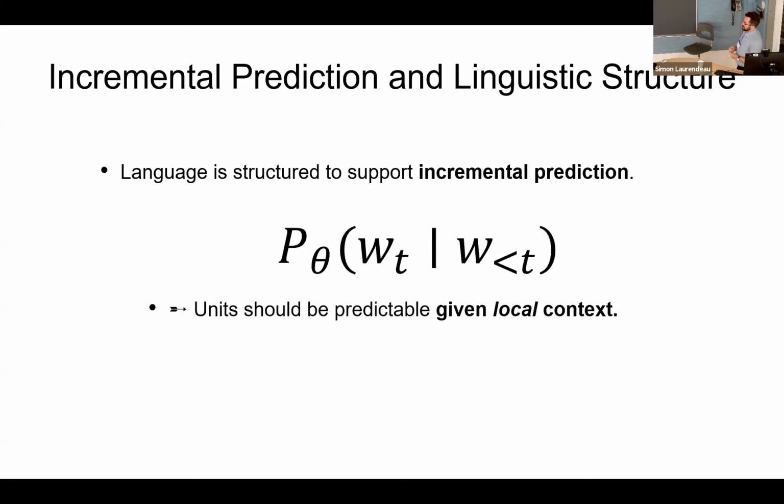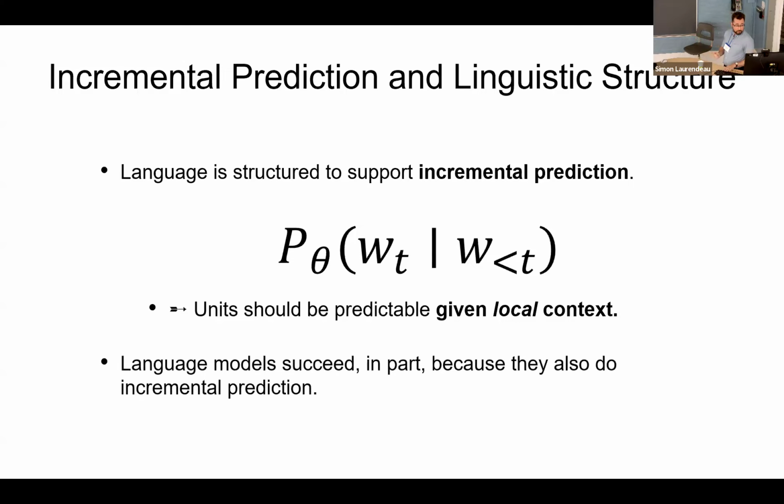One consequence of this is that language should be structured so that units of language are predictable given local context. That's a general way that you can minimize the difficulty of incremental prediction. So things that are relevant for predicting a word should be relatively close to that word on average. We're going to see that that's true, and then we're going to see some evidence that language models succeed in part because they're also doing this kind of incremental prediction.